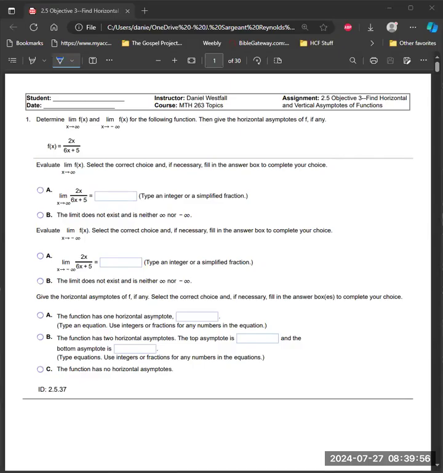In this video, we're going to talk about 2.5 Objective 3, where we find horizontal and vertical asymptotes of functions. Let's go ahead and get started here.